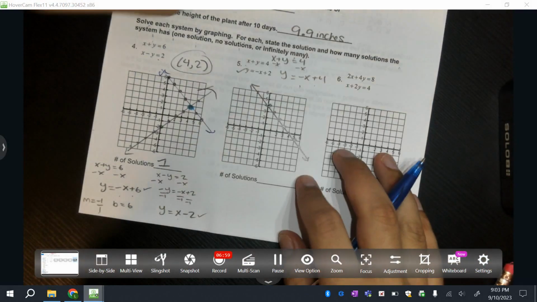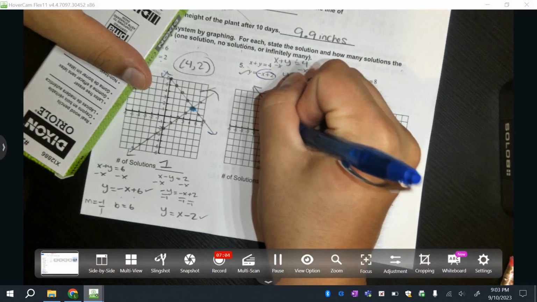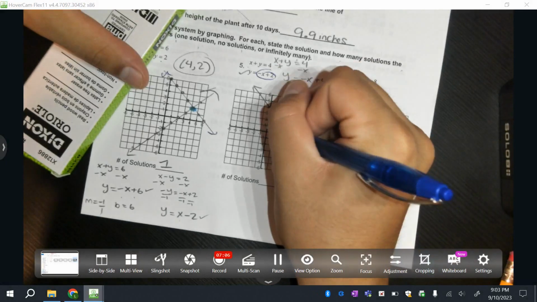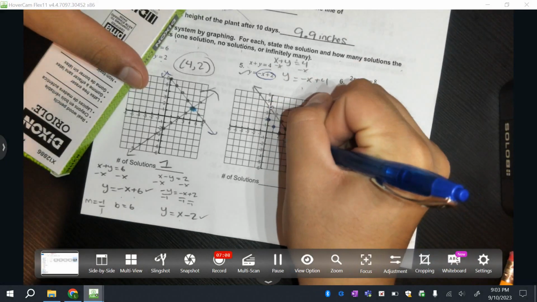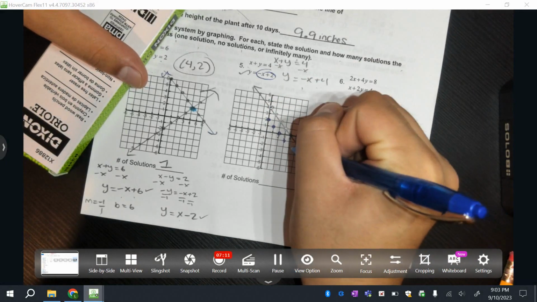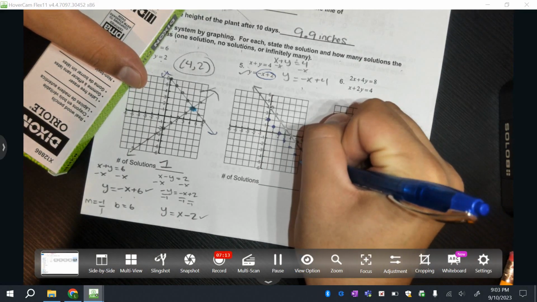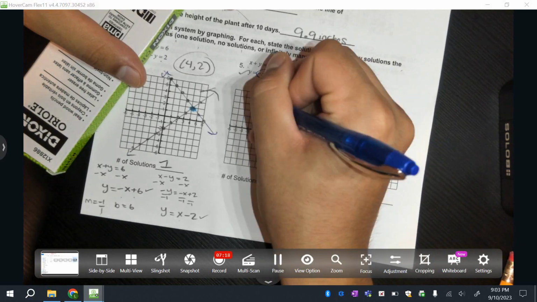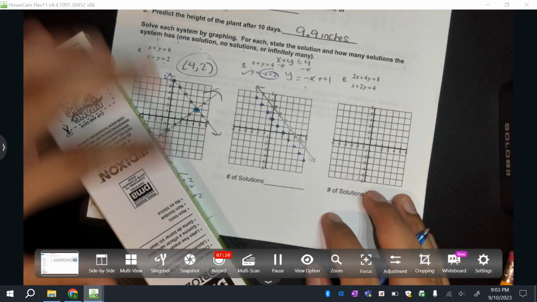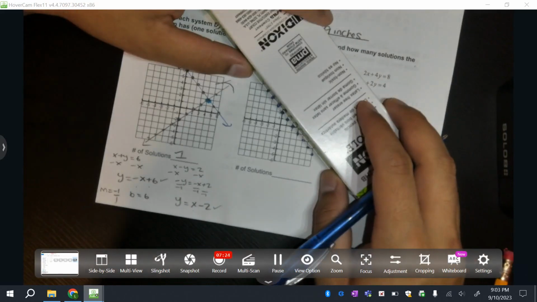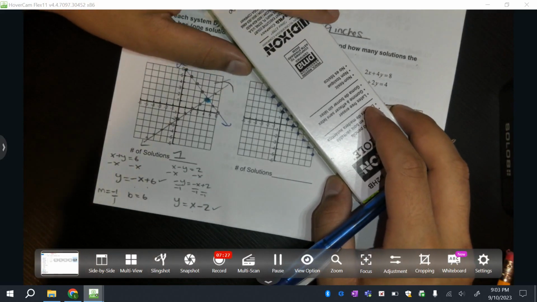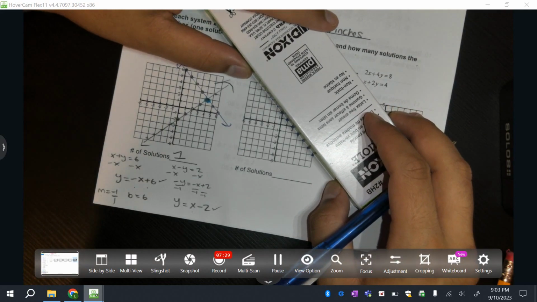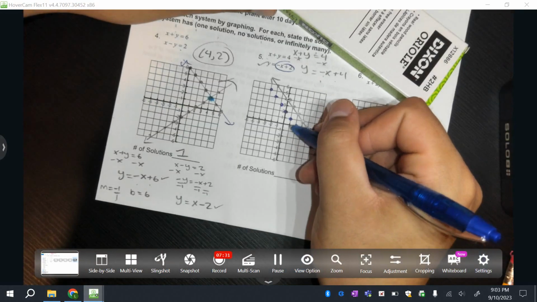Alright, so then let's do this one, the -x plus 2. Start off at 2. We're going to go down 1, right 1, down 1, right 1. And we should also notice that both of these equations have the same slope of -1. We've talked about if they both have the same slope, there should be two parallel lines. So let me see if I got this one right.